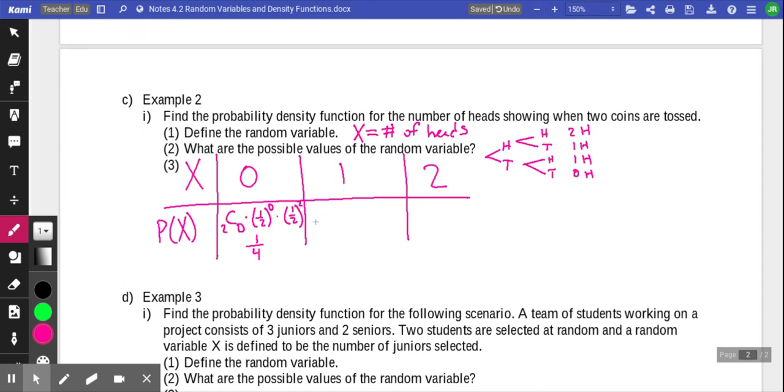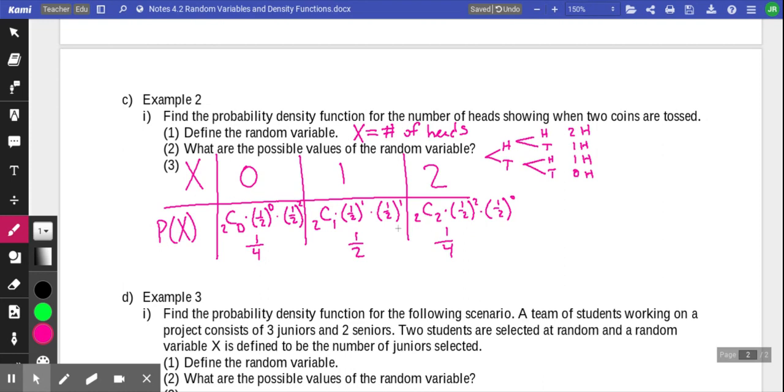For the next case, we're going to have those 2 coin flips, but this time we're getting 1 head. So that'd be times the probability of getting heads to the 1st power times the probability of getting tails to the 1st power. And this is going to give us 1/2. Then the last case would be 2C2 times 1/2 to the 2nd power times 1/2 to the 0 power, which is the same thing as what we had before, just with the order switched around. So that's also going to simplify to 1/4.